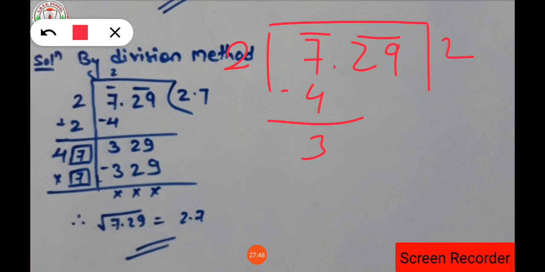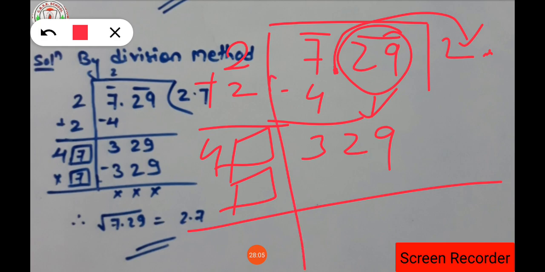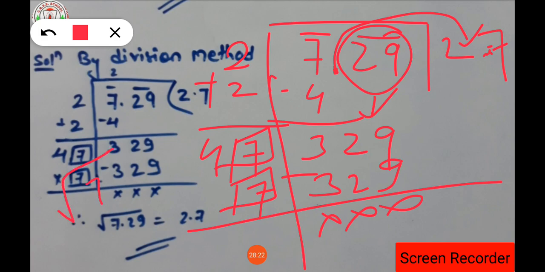How much? 3. Now this 29 as a whole comes down to the next step, and this decimal goes in the quotient. So 2 point it will be. Now 2 plus 2 is how much? 4. Think of a number that will be multiplied to get 329. That number is 7. 7 will come here in the quotient. So 329 subtracted, we will get here 0. So what's the square root of 7.29? The square root of 7.29 is 2.7.